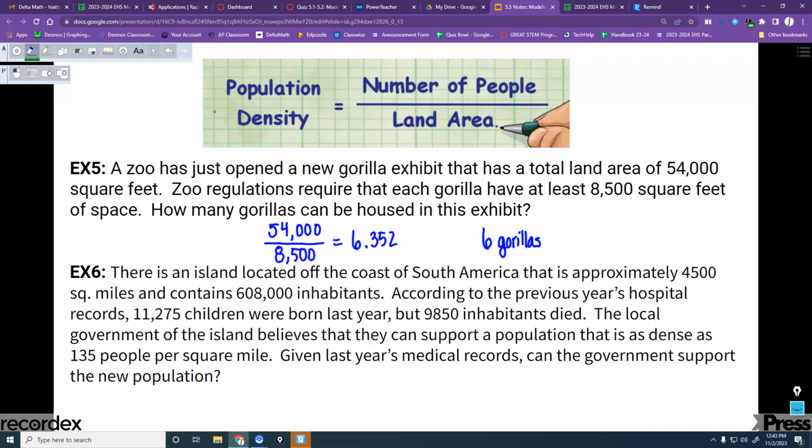So this one gave you that density you needed for each gorilla, and you kind of had to work to find how many were possible here, right?